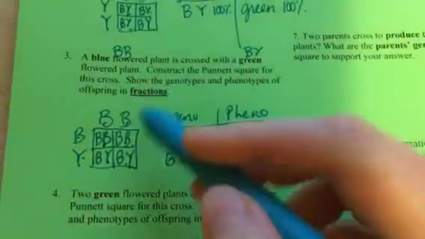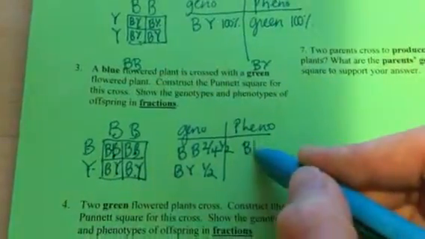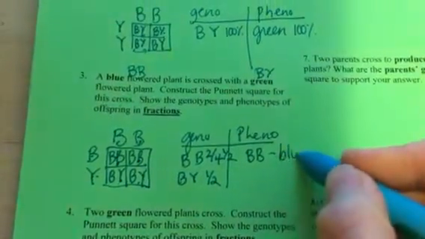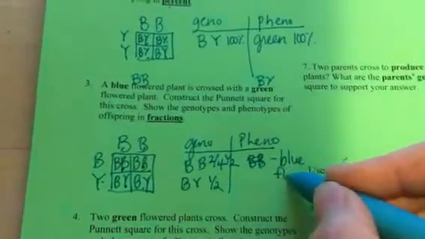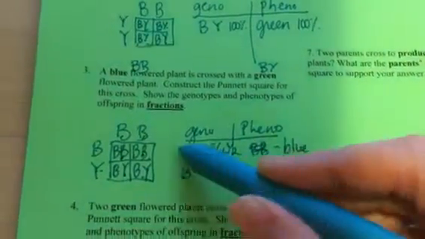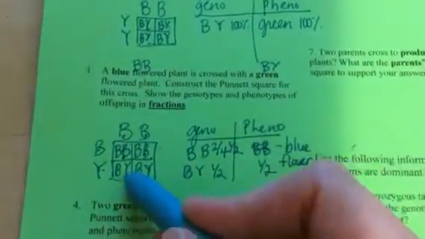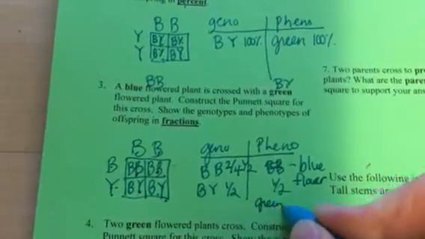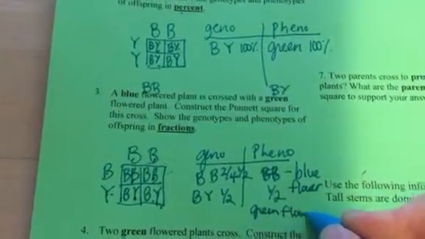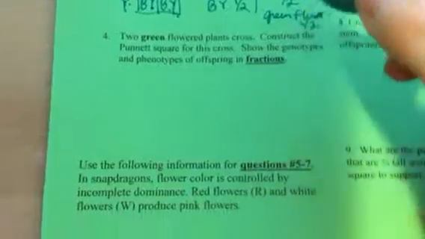How about phenotype? How do they look? Capital B, blue flower. Okay, how many? 2 out of 4 or 1/2. BY is green. I see 1/2. Okay, so move on to the next ones.